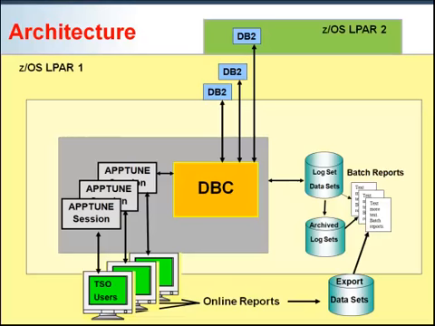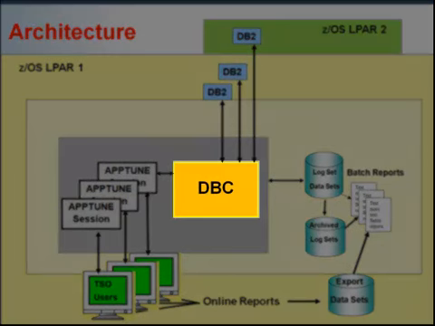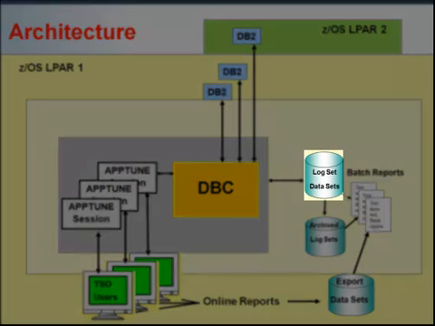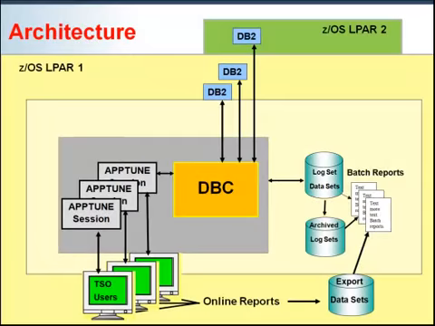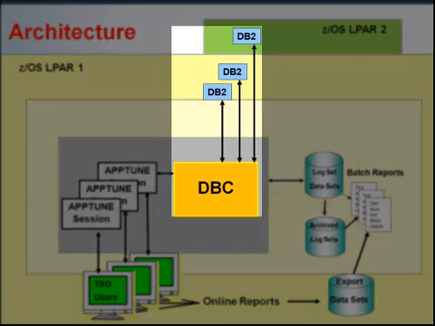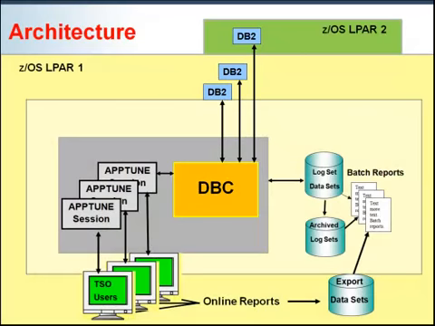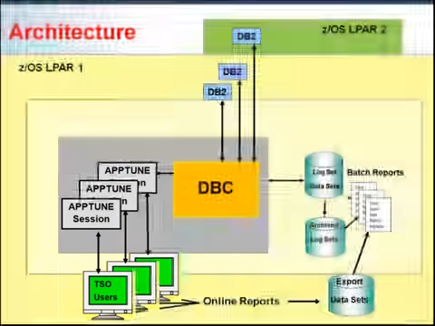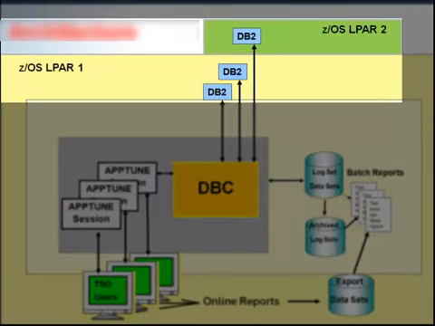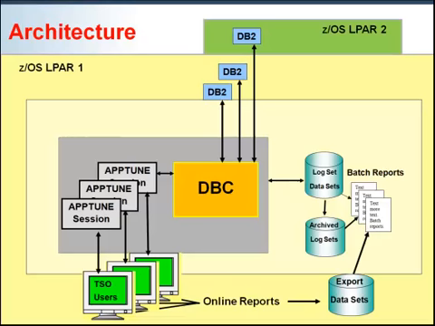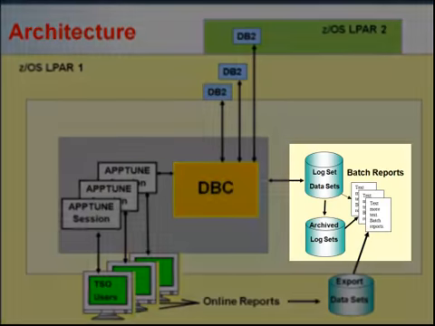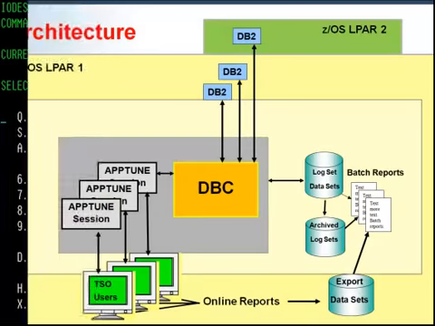Let's take a look at the architecture of the solution. The DBC started task collects SQL accounting and object data, summarizes it into user-defined intervals, and stores it in log set datasets for historical analysis. The DBC eliminates the need for expensive SQL traces by retrieving data directly from DB2 control blocks. It runs on each LPAR you have a DB2 system to monitor. From a single session, you can see all the DB2 subsystems defined to the data collector across multiple LPARs. Optionally, you can archive the log set datasets for long-term analysis using batch reporting.